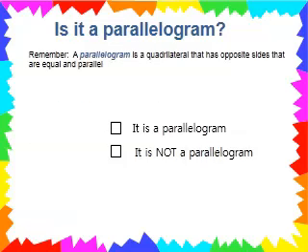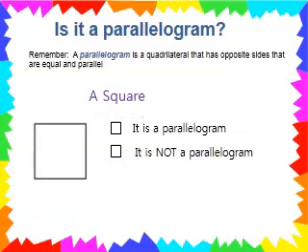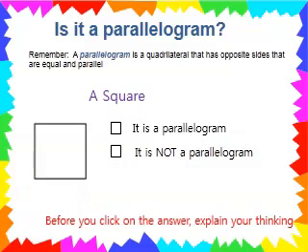Is it a parallelogram? Let us check if it's a parallelogram or not. A parallelogram is a quadrilateral that has opposite sides that are equal and parallel. So, is a square a parallelogram? Think about it very well. We said that a parallelogram has opposite sides equal and parallel. This side is equal to this side and they are parallel. Also this side is equal to the side opposite to it and they are parallel. So is a square a parallelogram? Of course it is.